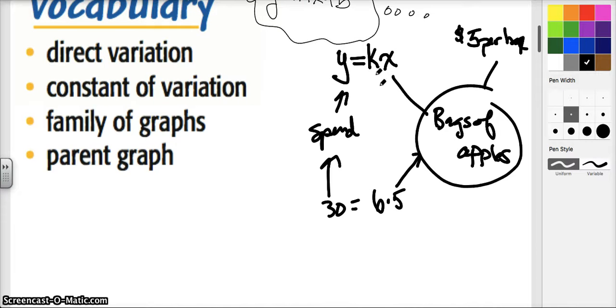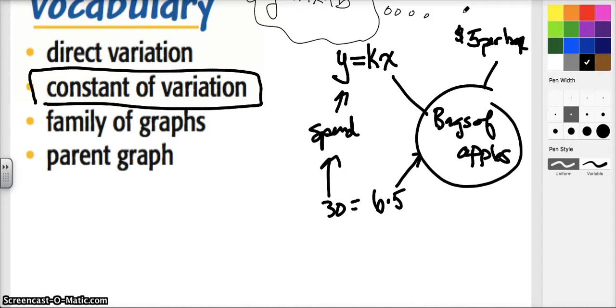And this 5 here, this K value, is considered the constant of variation. It is the constant of variation. Let me use my fancy highlighting skills. So my constant of variation is that K value. In our example, it was the price of the bag of apples. So this whole thing here is direct variation. It is the relationship between two variables, in this case y and x, where one variable is basically a multiple of the other variable, and that multiple is the constant of variation.